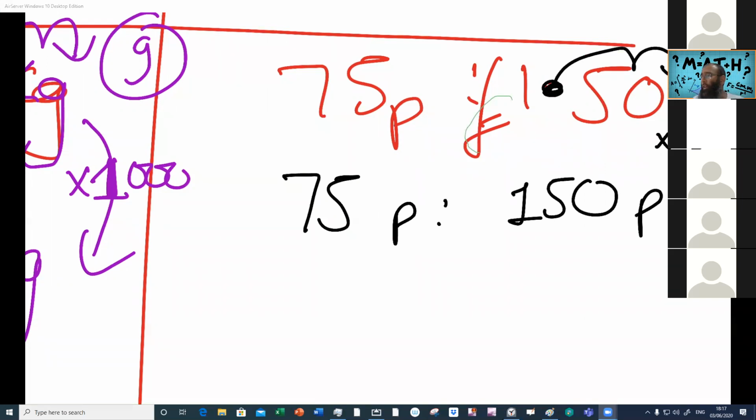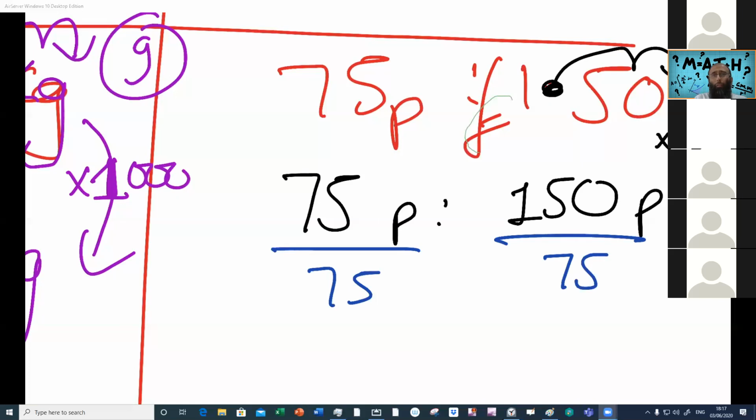Now 75 and 150 is what we can cancel. Right, let's go for it. So 75 and 150, the highest common factor is actually 75. So divide that by 75, divide that by 75. Don't worry if you don't know that. You can always divide it by 5, you can divide it by 25, or whatever number you know will work, and then do multiple cancellations. I'm going to do 1.